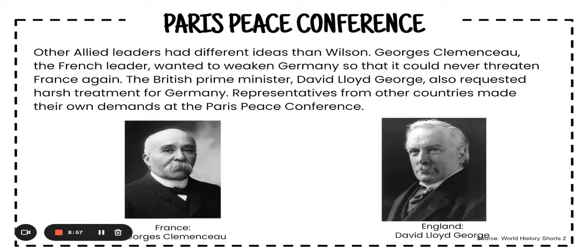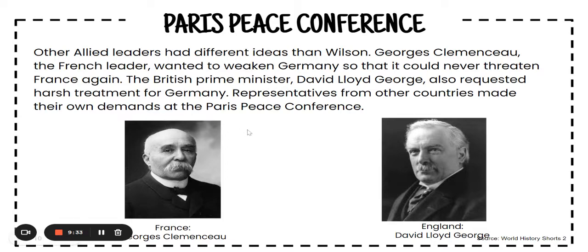Now, at this Paris Peace Conference, where they're trying to come up with an agreement of how to end the war and how to create peace after World War I, other Allied leaders had different ideas than Wilson. Georges Clemenceau, a French leader, wanted to weaken Germany so it could never threaten France again. The British Prime Minister, David Lloyd George, also requested harsh punishments for Germany. Representatives from other countries made their own demands. So lots of different countries had lots of different ideas.